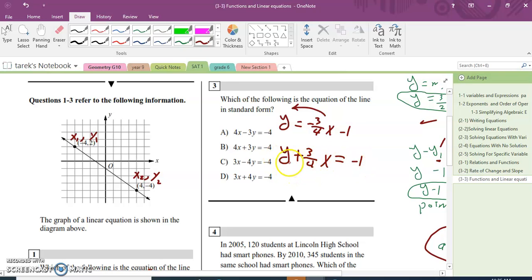And then multiply all by 4. It will be 4y. If you multiply the 4 times 3 over 4, you will get 3x. If you multiply 4 times -1 equals -4. Now I got the x and y on the left side and the number on the right side, so this is the standard form of the equation. So this will be number D. So question 3 is talking about the same graph, how to get the equation in 3 different forms.